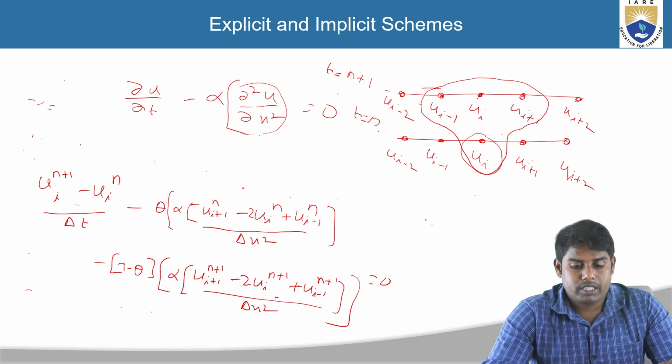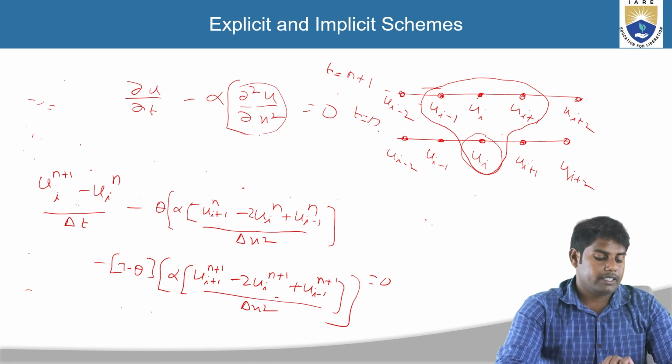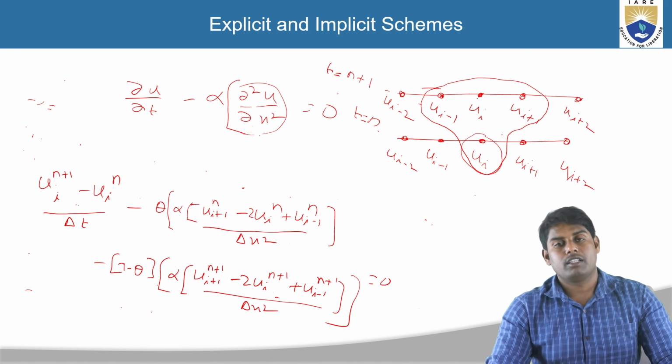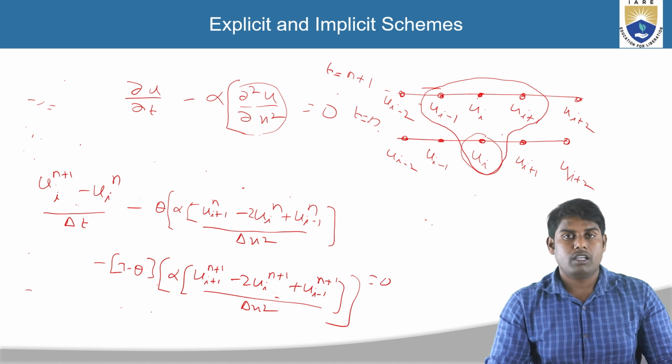But in today's class, we learned what an explicit scheme and an implicit scheme are. Explicit schemes have only one unknown term and all remaining terms known. Implicit schemes have only one known term and all other terms unknown. In the next session we'll see the different types of stability analysis, the different schemes available for stability analysis, and after that we will see consistency, convergence and everything.